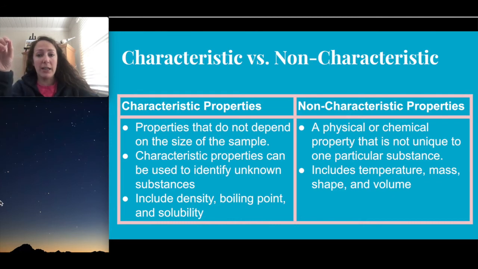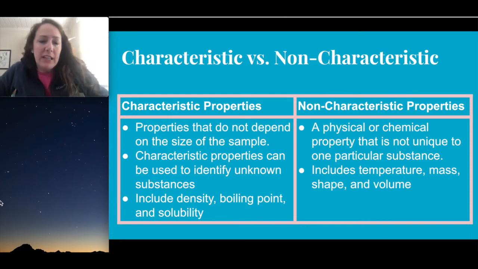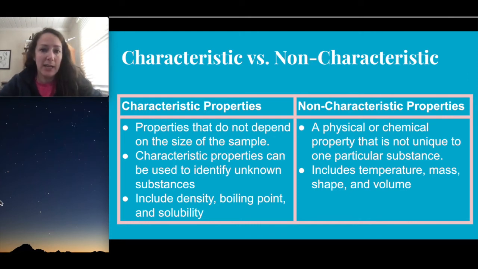So whenever we're talking about physical properties of matter, you have two different kinds. You have characteristic and non-characteristic properties. This is a way to break your properties down into two different categories, okay? Characteristic properties are properties that do not depend on the size of the sample. They can be used to identify unknown substances. They include density, boiling point, and solubility.